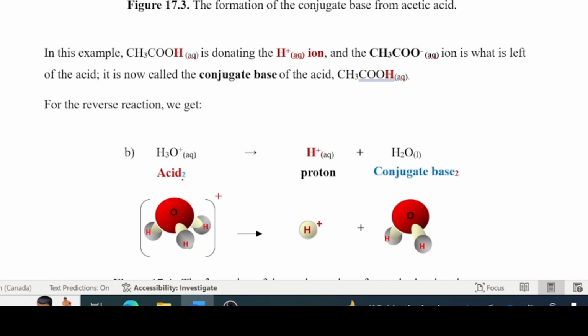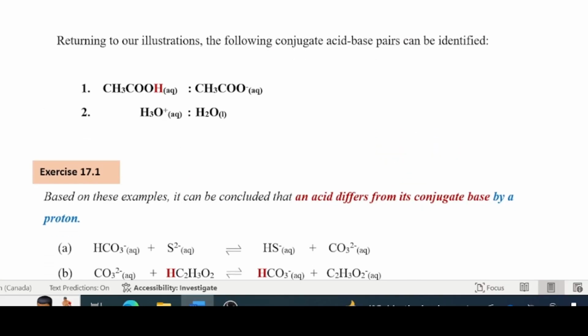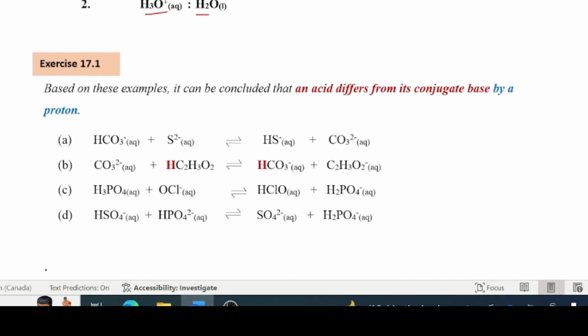When hydronium ion loses the proton, what's left of it is water, which is called the conjugate base. And these are the pairs there. Can we identify any here? Let's see if we can do one. You're asked to do this one. Which one will be the acid here? Obviously the one with the hydrogen, right? So that is going to go into that one here.